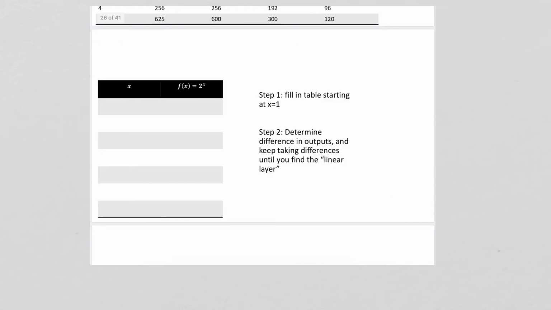So, what about exponential functions, like a function like 2 to the x? So the first thing we're going to do is we're going to fill in this table. So we're going to do x equals 1, and then 2 to the 1 is 2. And then we're going to do x equals 2, and then 2 to the 2 is 4. I'm going to go ahead and let you do the rest of these. Okay, pause the video and try it out.